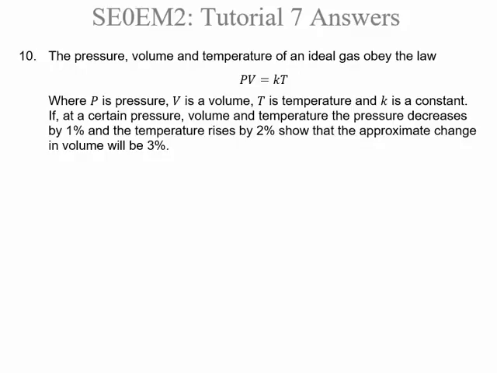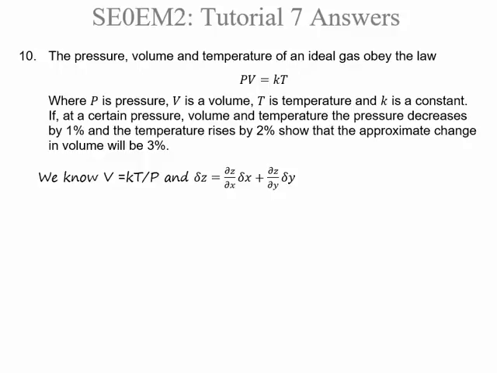The pressure, volume and temperature of an ideal gas law are related by the constant K. If the pressure decreases by 1% and the temperature increases by 2%, find the approximate change in volume. We're going to rewrite the equation in terms of V. So V is equal to KT over P.